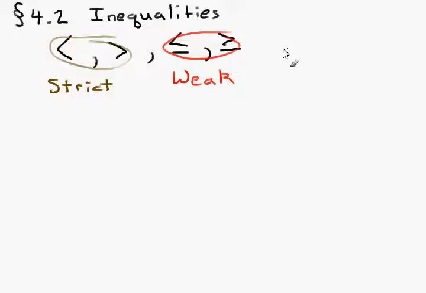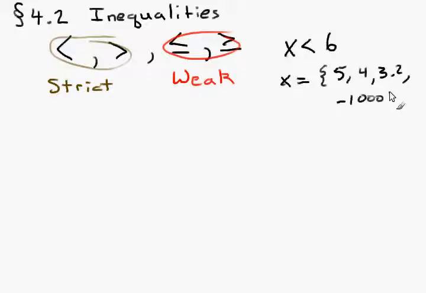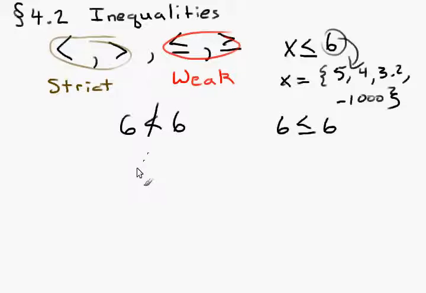So if I had, say, x is less than 6, this means that x is, say, 5, 4, 3.2, negative 1,000, etc. Any number smaller than 6. Whereas if it's equal to, then I can take 6, and hey, it's allowed to be 6. 6 is less than or equal to 6. 6 is not less than 6, nor is it greater than. It's equal to. If we have the or equal to, we're fine. If we have a strict inequality, not allowed to be equal to.